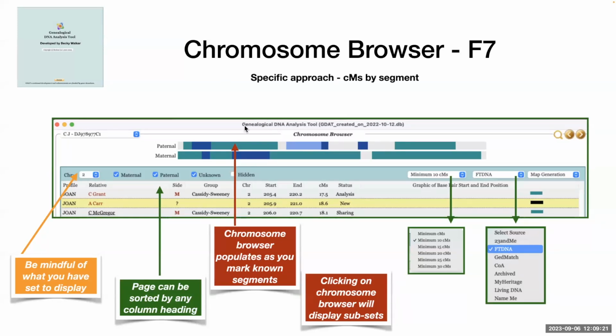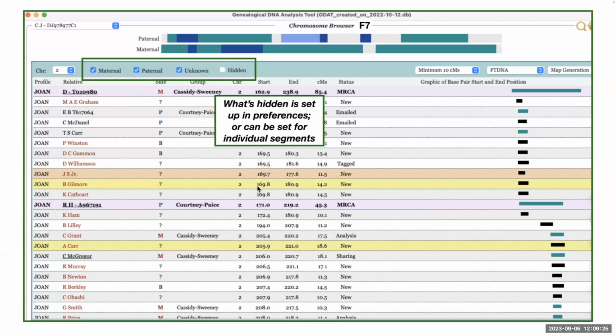Just a reminder that what's hidden is set up in preferences, or you can hide particular segments. If you mark something as a full segment, then it will be automatically hidden. New matches appear in yellow, as I said. And this one here that's in salmon means that's where I had selected that match at the time that I took this screenshot.